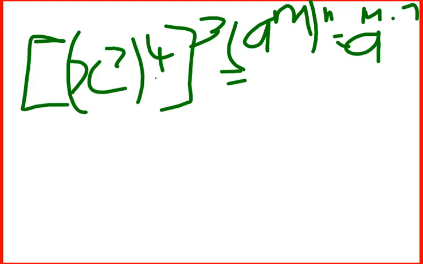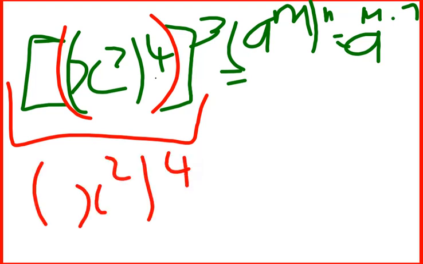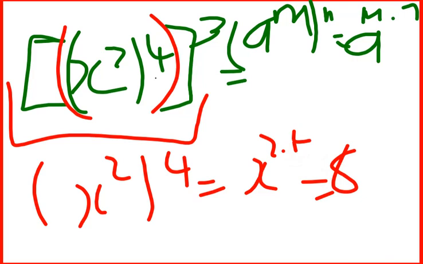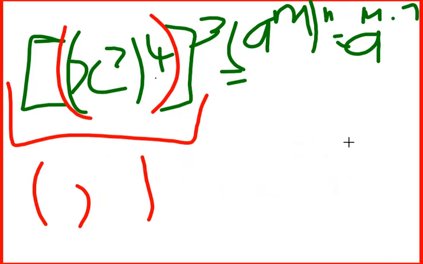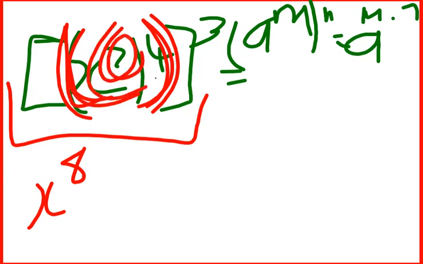Looking at this example here, we have to break it down into two because it's a lot of exponents. So we are going to look at the inner part first, then we're going to look at the outside. So we're going to look at the red part first, which is x squared to the power of 4, right? And that answer is x to the power of 2 times 4, which is x to the power of 8, right? So we're going to replace this whole bracket here in red with x to the power of 8.